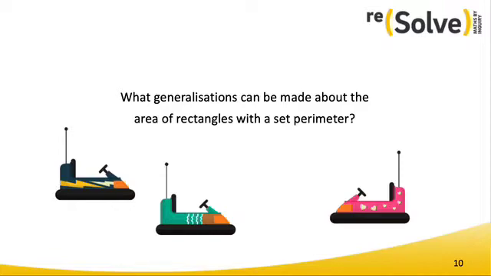Hopefully, you've discovered that as a rectangle becomes closer to a square, as in the sides become the same length for each side, the area is maximized. So the rectangle with the highest possible area with a set perimeter is actually a square.